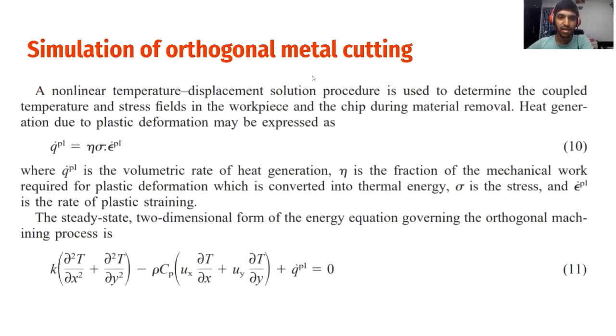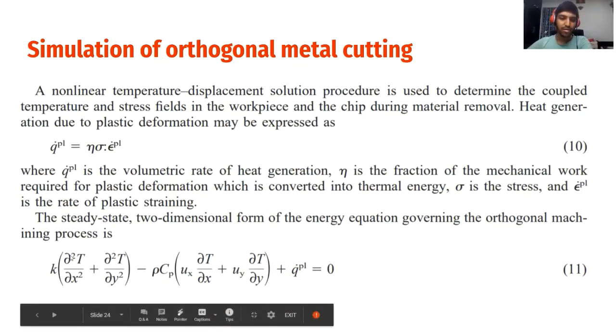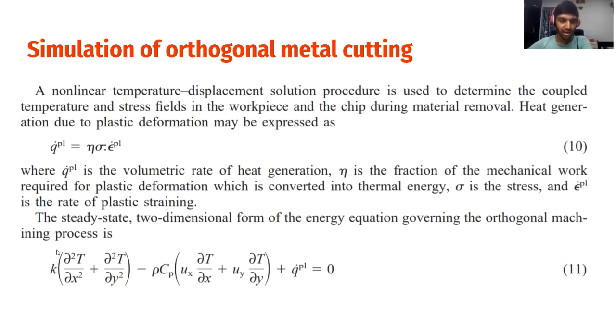And finally, we come to the last part, which is the simulation of the orthogonal metal cutting tool. This formula represents the nonlinear temperature displacement solution, where QPL is the volumetric rate of heat generation. In all these terms, eta is the fraction of mechanical work required for plastic deformation, sigma is stress, and this is the plastic straining. Finally, we solve a steady state two-dimensional form of the energy equation to get the solution for orthogonal metal cutting.